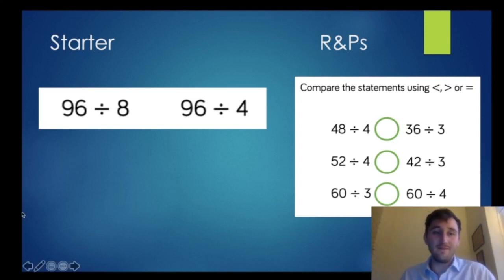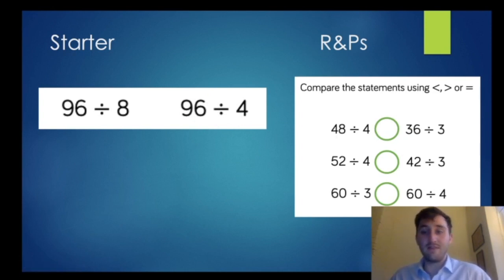Okay, so for our first question, I can't really group them together, but in my head, I know that 96 divided by 8 is 12, and then 96 divided by 4 is 24. And then finally, our reasoning and problem solving. So 48 divided by 4 is 12, and 36 divided by 3 is also 12, so that is an equal sign. 52 divided by 4 is 13, and 42 divided by 3 is 14.